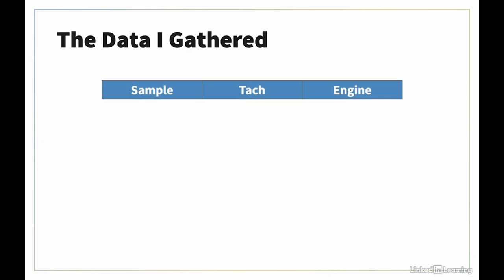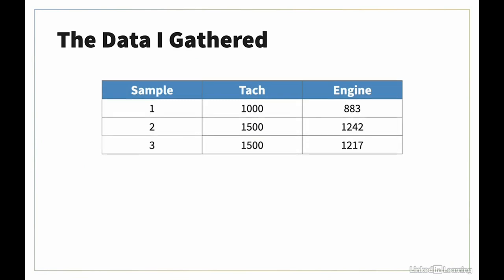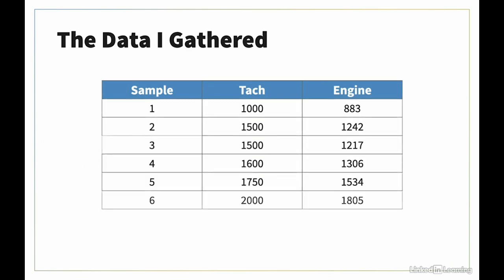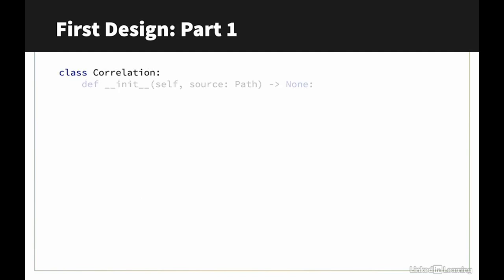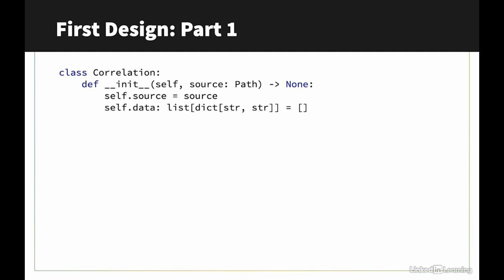In order to do that, I gathered some data. I ran a few experiments using a photo laser tachometer, which has to be used manually down inside the engine room. Do these tach and engine values even correlate? And if they do, is there a simple regression function that will map readings on the tachometer to the actual engine RPMs? What I did was design this correlation class.